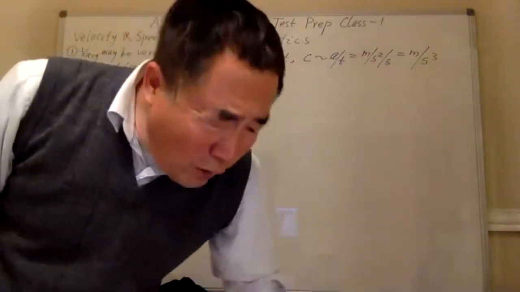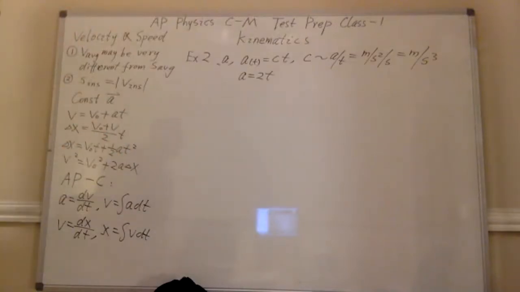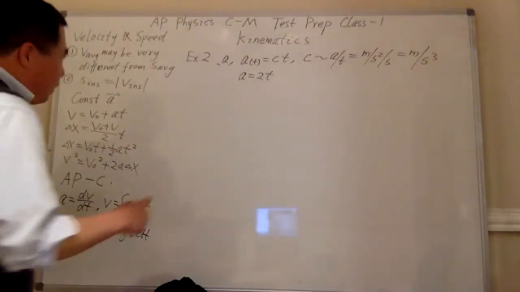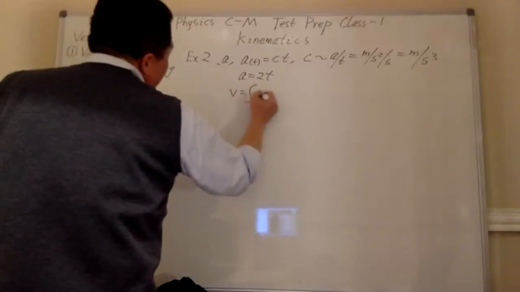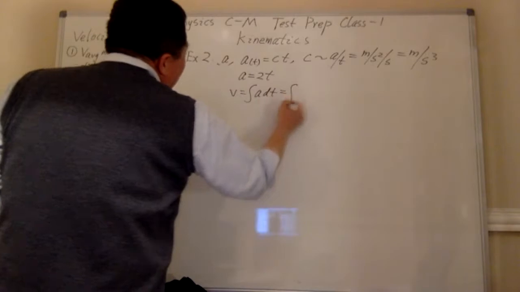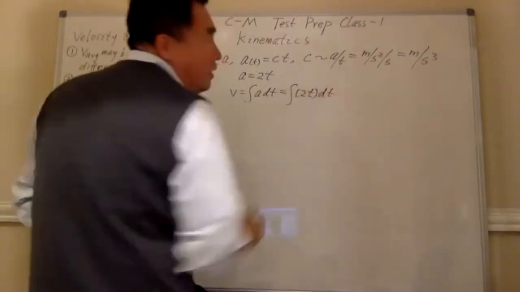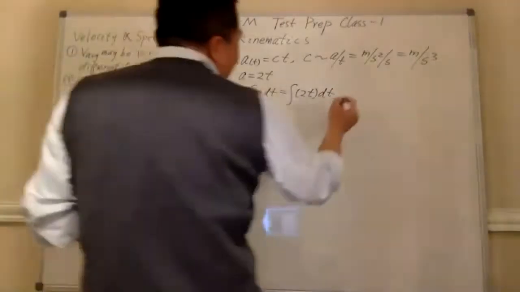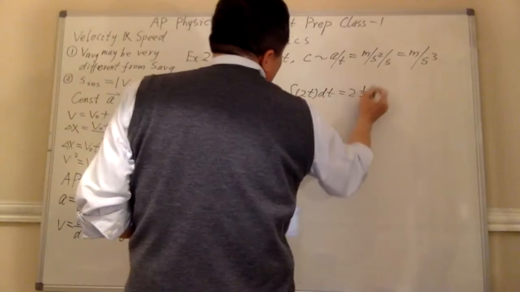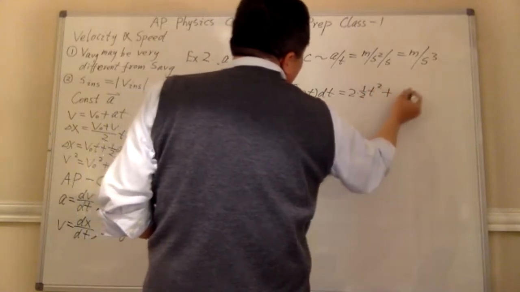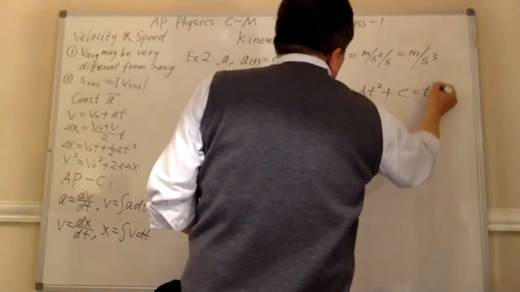So we have to do the integral. How to do the integral? We use the formula v equals the integral of a dt. Then a is equal to 2t, so it's the integral of 2t dt. The antiderivative, everybody knows, is that the 2 is a constant, taken out, and this is a half t squared. But you have to put a constant there. So this is equal to t squared plus a constant c.